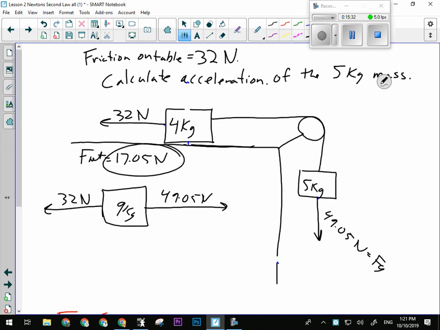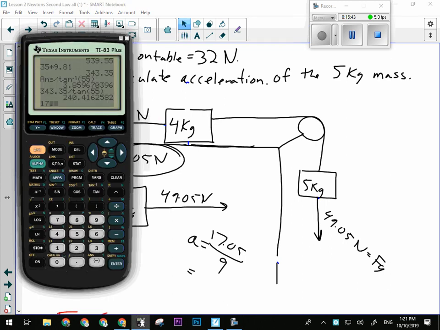So when I calculate the acceleration of the system, that will be 17.05 divided by 9 kilograms, the mass of the entire system. So 17.05 divided by 9. There's the acceleration of both parts. But here's what I have to do now. It asked about the 5 kilogram mass. So I'm going to say 1.9 meters per second squared down. The 5 kilogram mass is going to move down. It's hung over the pulley. In fact, I only have one significant figure here, so it should actually be 2 meters per second squared down.